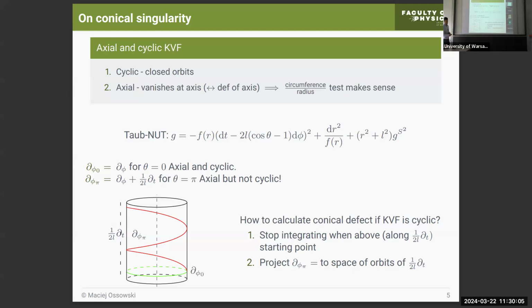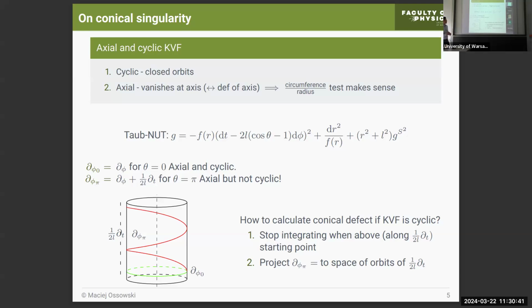So usually to do this test, we would just pick some closed loop and integrate the circumference. However, here this is a problem because we don't know where we should stop the integrating. So one idea would be to stop when we are at some point which is in some sense above the starting point. And of course, the precise way of stating where is above is that we follow the d over dt Killing vector field.